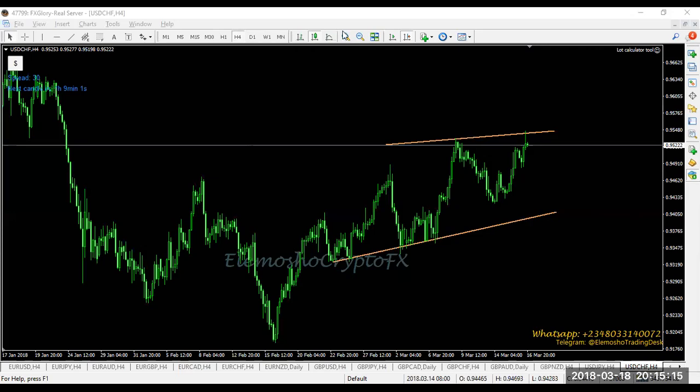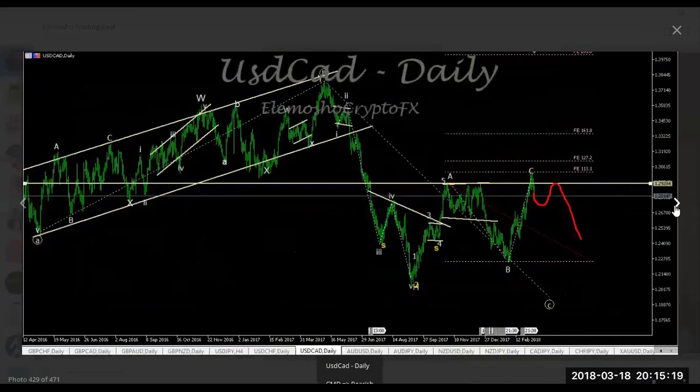Let's look at the next pair. I think the next pair will be USD CAD. Yes, so for the USD CAD, I was expecting price to keep on going down since it rejected this area that looks like a resistance. But that didn't happen because CAD has refused to be strong for last week. So we see how price eventually went further to the upside.